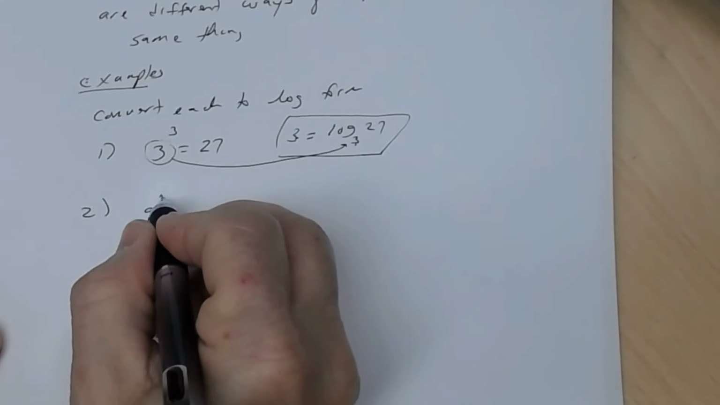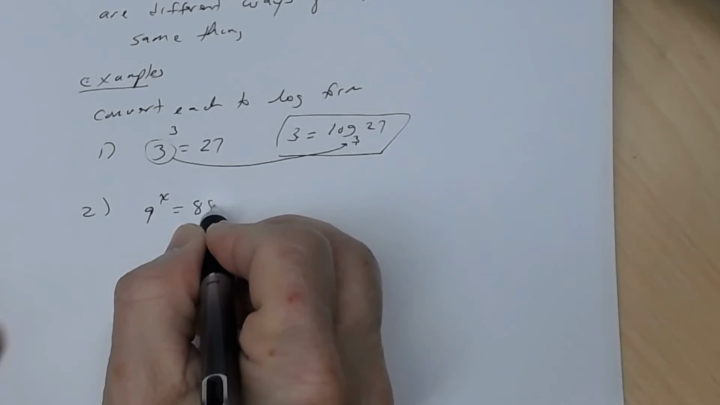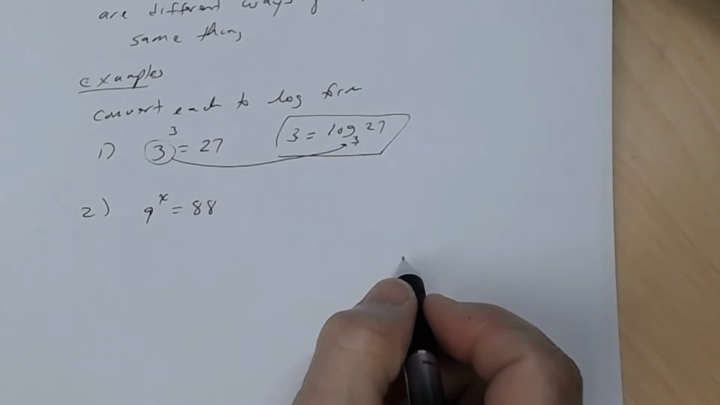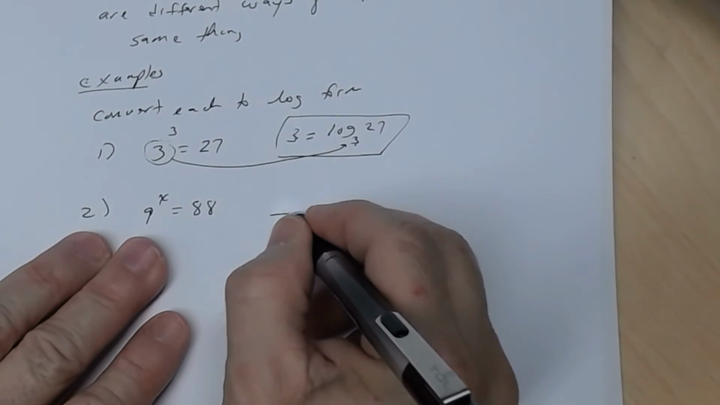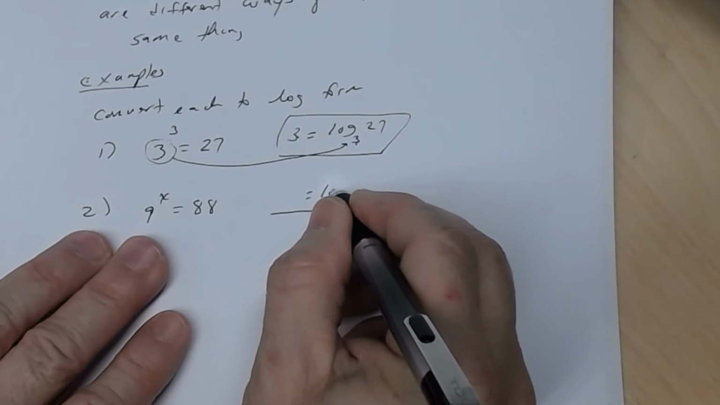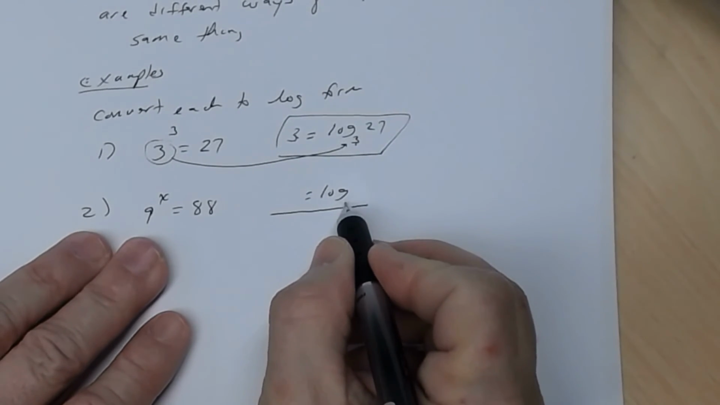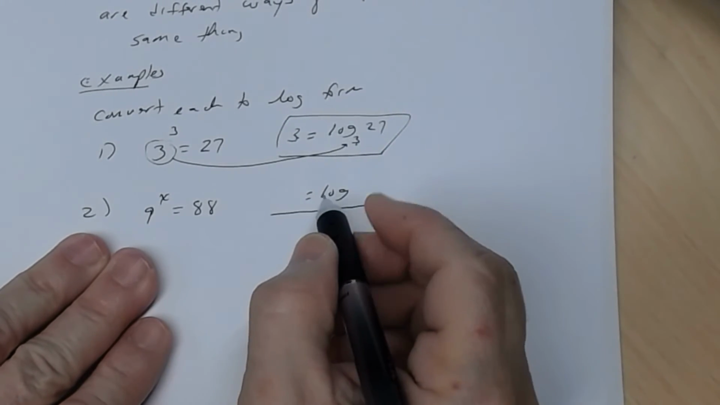You have 9 to the x equal 88. So I'm going to convert this to log form. So I'm going to say equal log. I've got to put the base. Well, that base is the same as this base, so that's going to be 9.